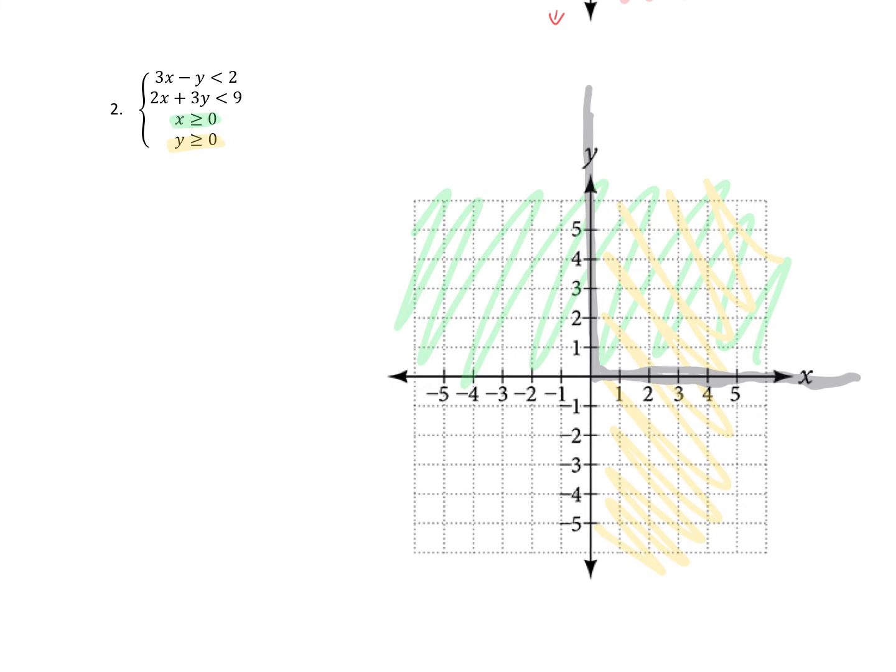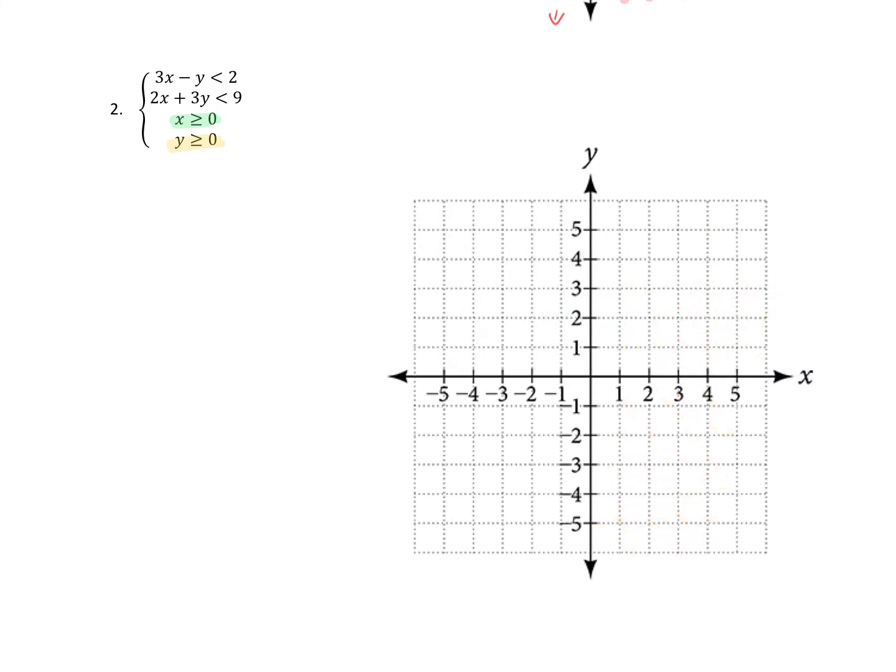Okay, so I'm going to delete all of that highlighting here, or erase it. So we're only worried about what's happening in quadrant 1. Okay, so I guess I can go ahead and just again highlight that it's just that stuff. Now I'm going to go ahead and look at the other two inequalities.